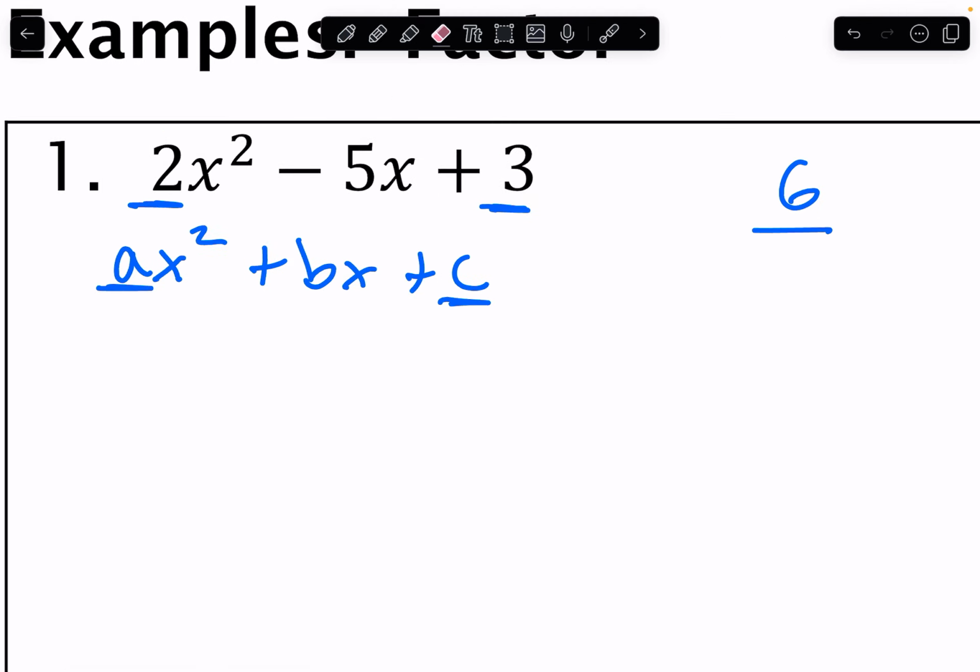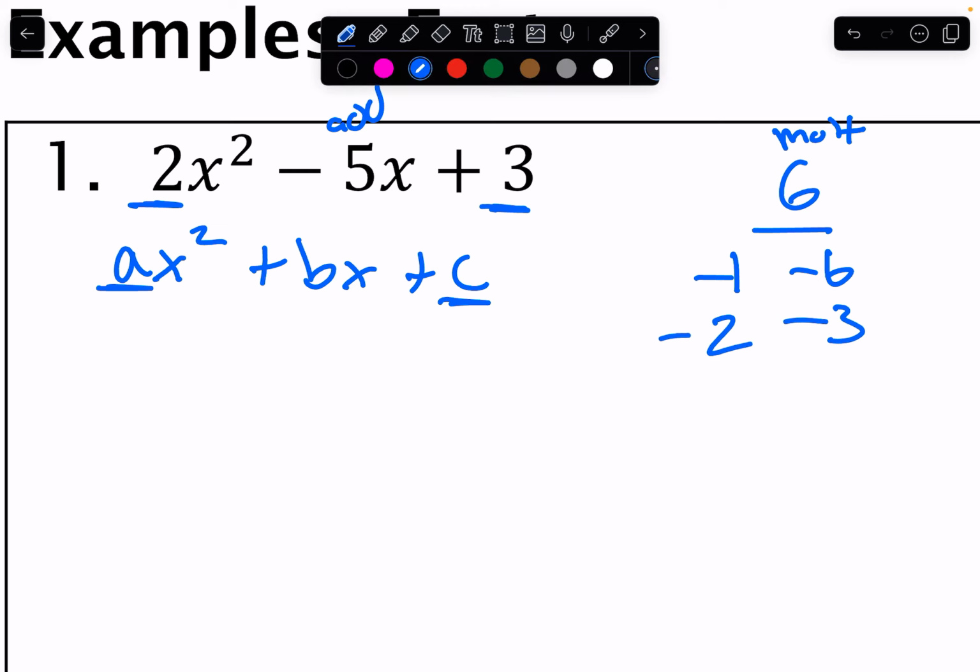So what I need to do is find the two numbers that multiply to 6 and add to -5. I'll list them all out. We know we have 1 and 6 to give us a 6, and 2 and 3 to give us a 6. We want to multiply to a positive and add to a negative, which means both of my numbers are going to be negative. So in this case, I'm going to use -2 and -3.